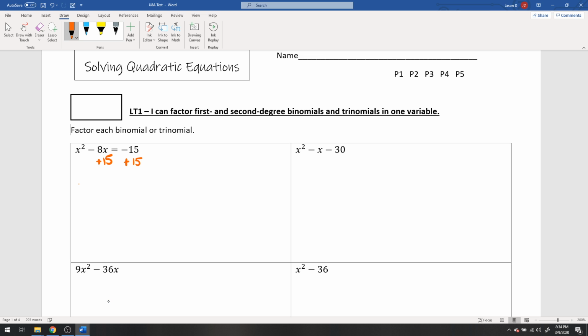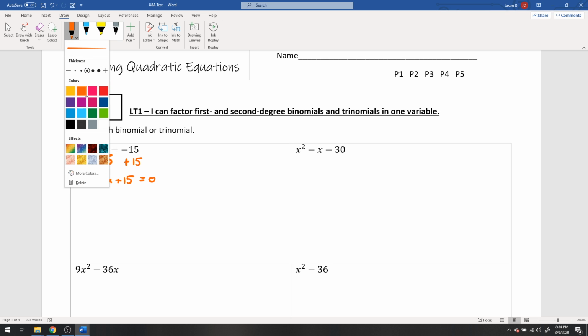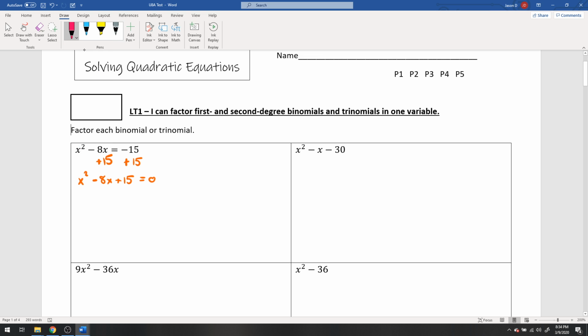standard form. It's where everything's on one side, the x squared term's in front, the x term in the middle, and then the regular number coming after it. And 0 is going to be on the right-hand side. So this is in standard form now, and we can proceed with the rest of the factoring process. I don't see a GCF, so I'm going to multiply my a times c values. The a value here is equal to 1, because there's sort of an invisible 1 in front of your x. The b value is negative 8, and the c value is 15.